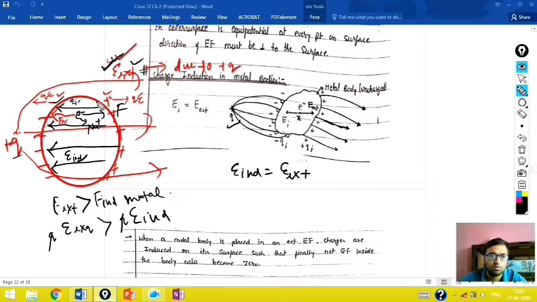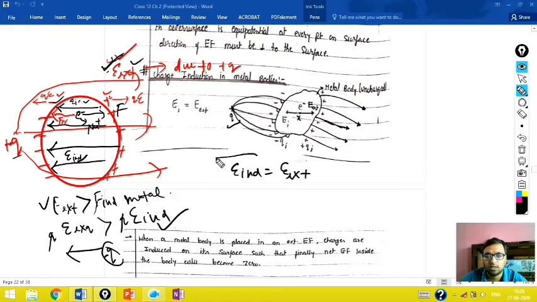If this external electric field is more and the induced electric field is less, then the net force experienced by a negative charge will be towards the left only, because this force is stronger. But as soon as the electrons appear on the left-hand side, the induced electric field increases, because positive ions gather towards the right. Due to this positive charge and these electrons, the induced electric field increases, and after some time both electric fields may become equal.